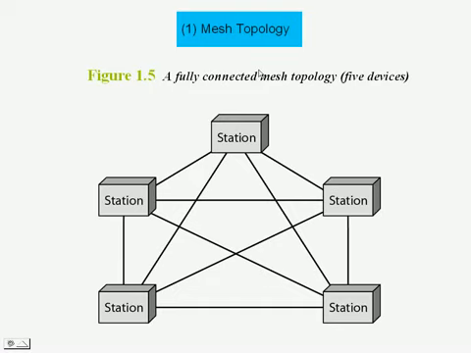The first one is mesh topology. Mesh topology is otherwise called fully connected mesh topology. Here 5 devices are shown: station 1, station 2, station 3, station 4, station 5. Station 1 is connected to all other remaining 4 stations: station 2, station 4, station 3, station 5, and the same for station 2. Station 2 is also connected to all other remaining 4 stations: station 1, station 4, station 5, station 3.